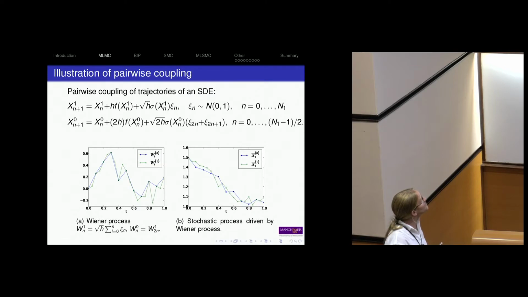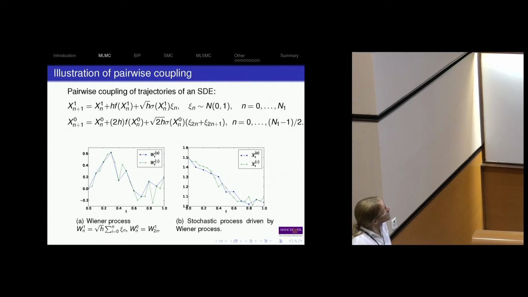So this is just two levels, a coarse level 0 and a fine level 1. We draw some N_1 standard normals and we run Euler-Maruyama. And that's giving us this green trajectory here. Okay, so the left side is the Wiener process driving the SDE, where W_1 is given by the sum of increments times square root of h. And then over on the right are the trajectories of the SDE. I think this is a case where it's just an OU process, so this is linear and this is constant.